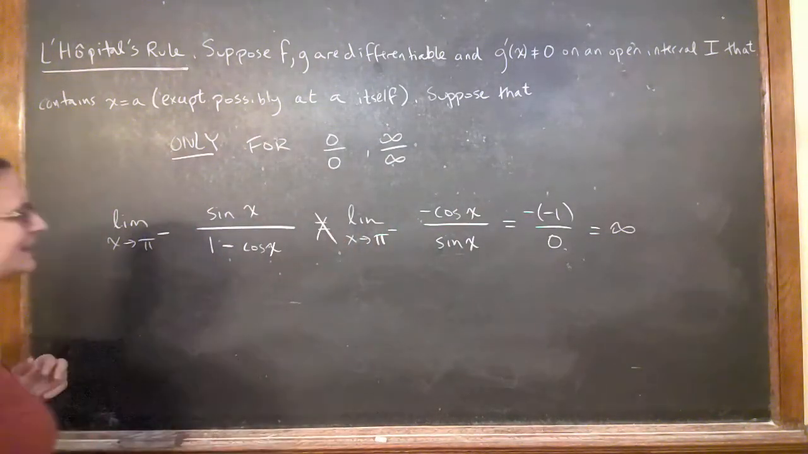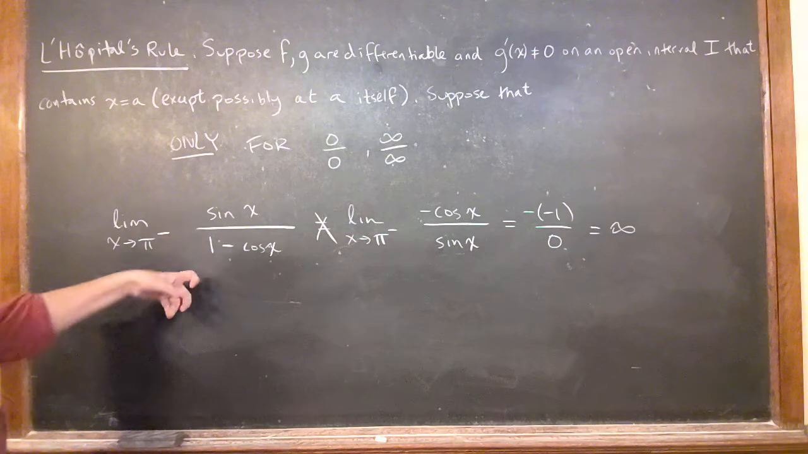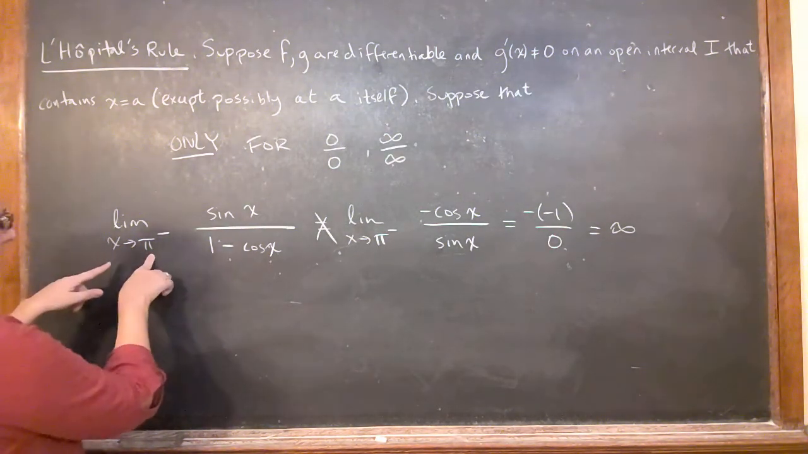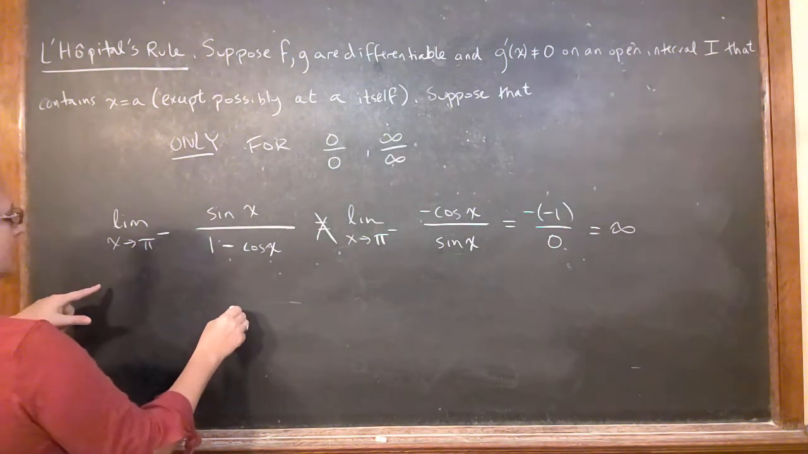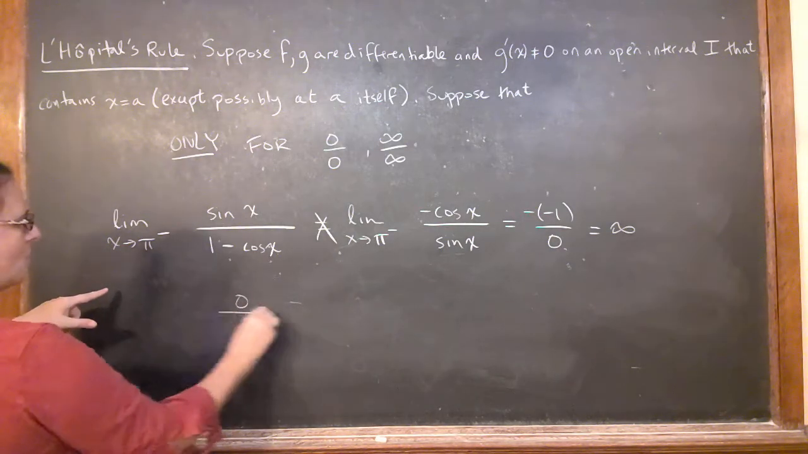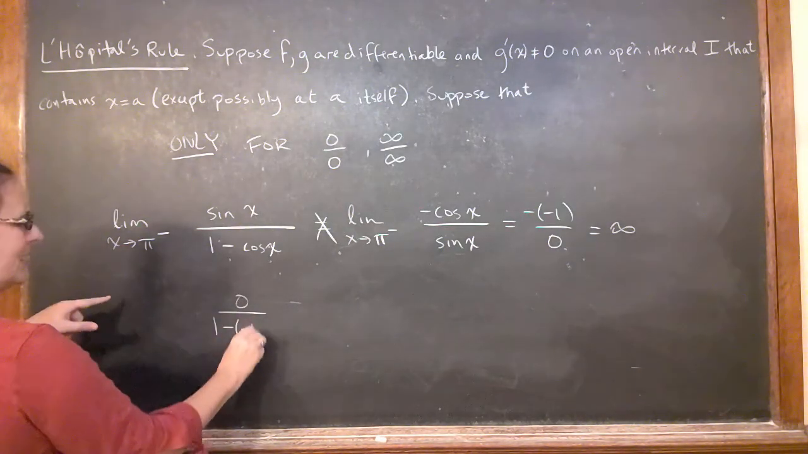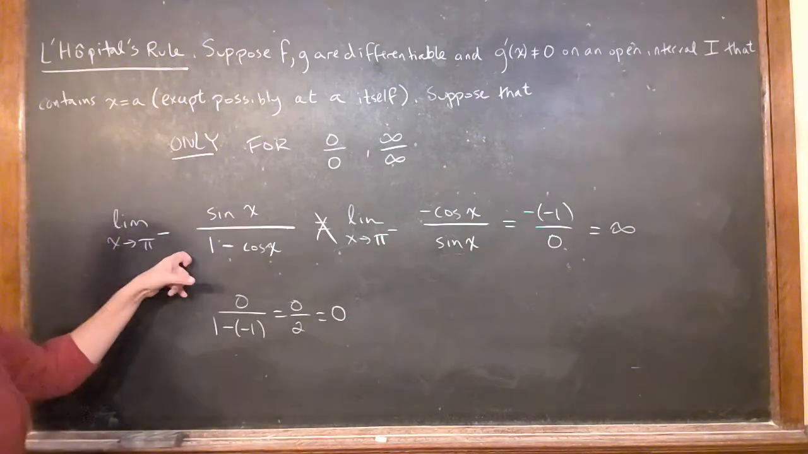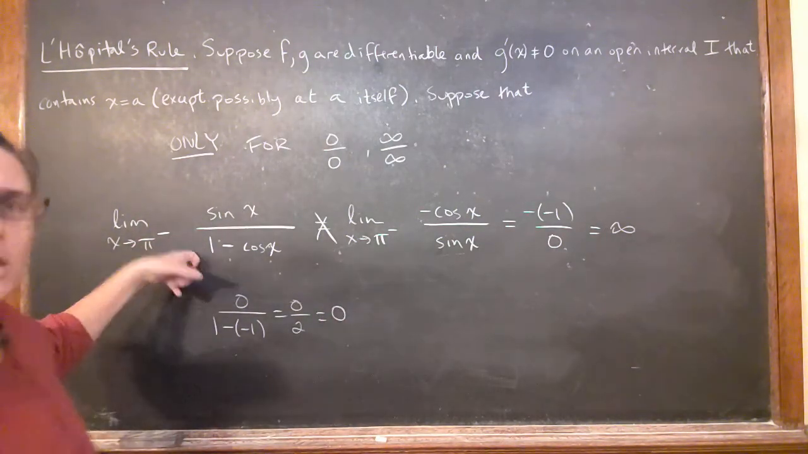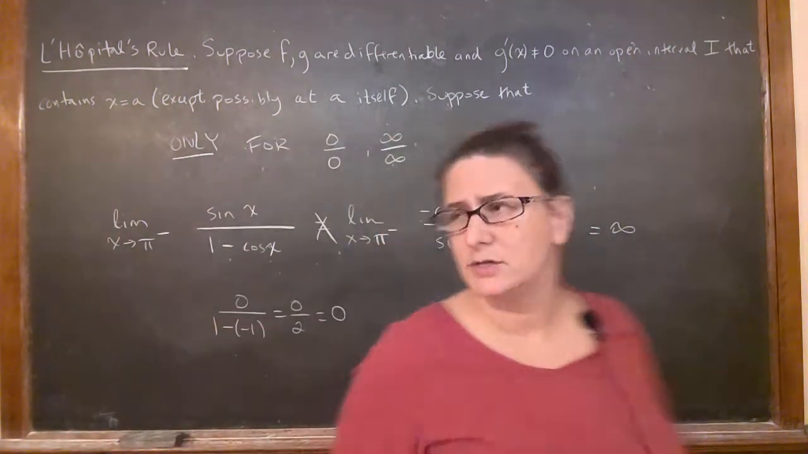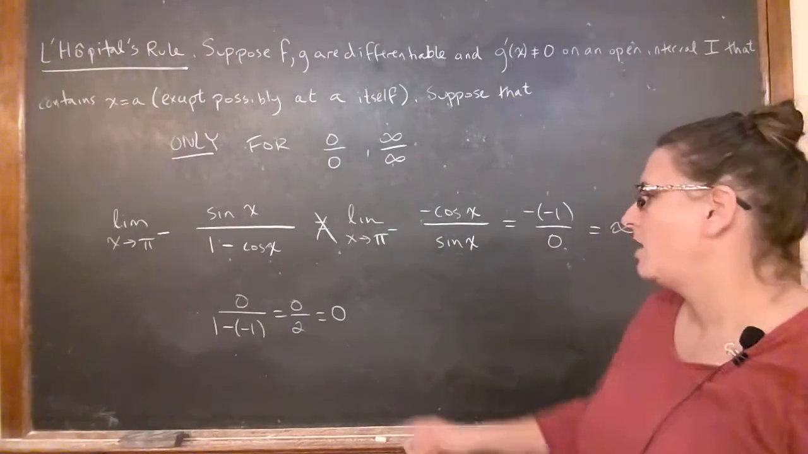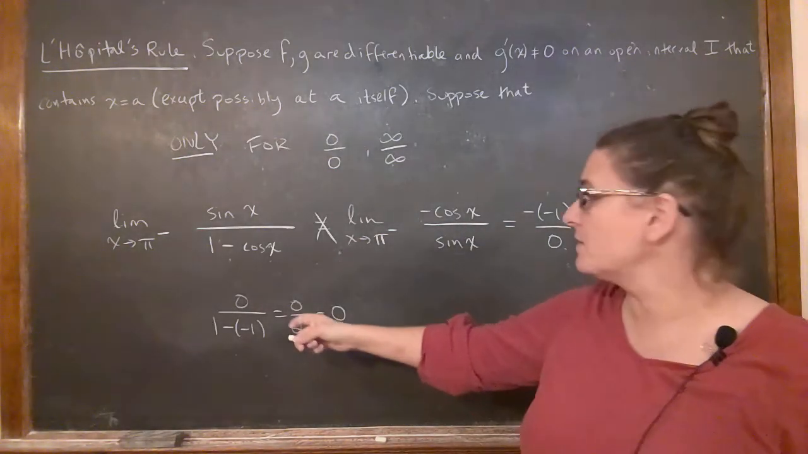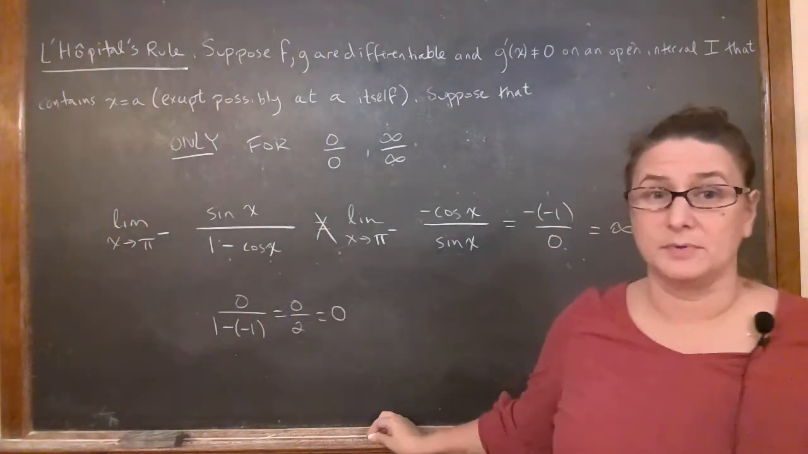Problem is, I skipped the first step. I didn't check that this was of that form. So if I put this in immediately, I'm going to get 0 over 1 minus 1, 0 over 2. So this limit is just 0 immediately when I evaluate it. So doing this is wrong. It'll get you the wrong answer because you started from something which wasn't an indeterminate form.